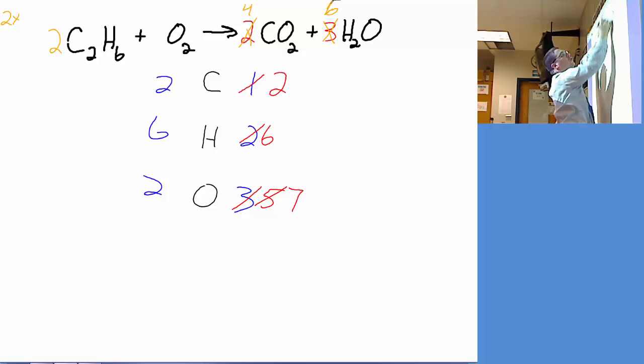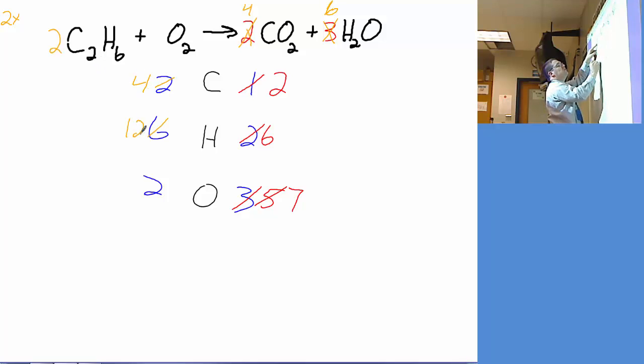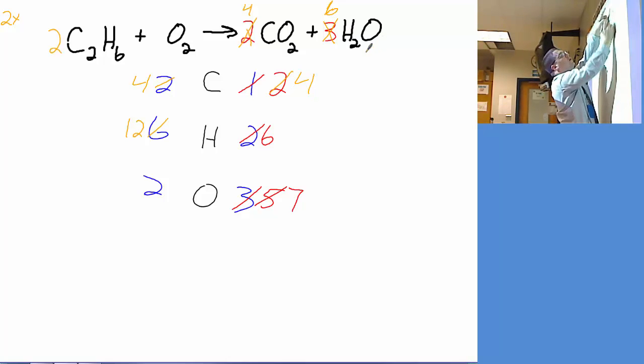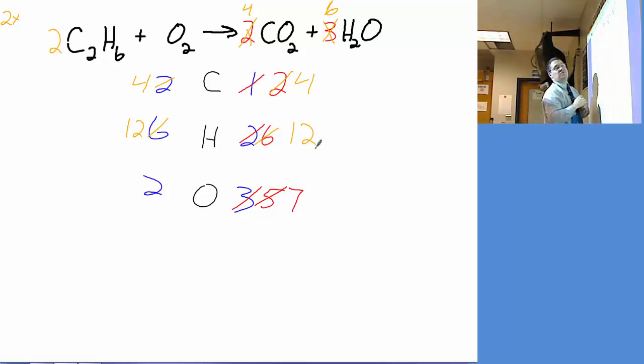Okay? When you change your coefficients, update your inventory. 2 times 2 is now 4 carbons, 2 times 6 is 12 hydrogens. Over here, 4 times 1 is 4 carbons. All right, we haven't dealt with the oxygen yet, so skip over that. 6 times 1 is 6 hydrogen. Or, I'm sorry, 6 times 2 is 12 hydrogen. So you can see, because we doubled everything, we've raised everything proportionally, and so we have the same balance.